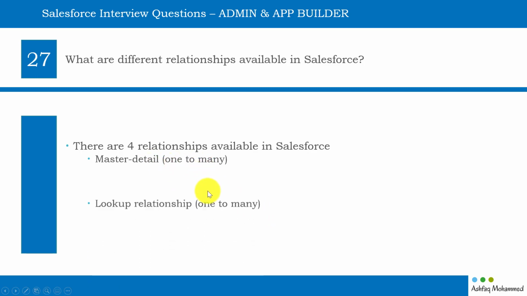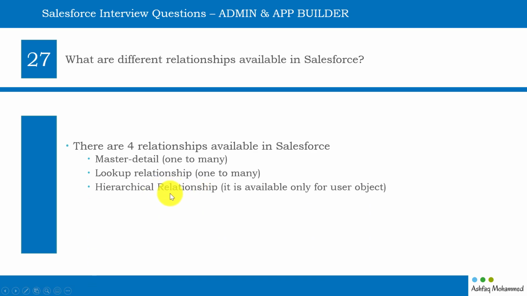Okay. So the next one is lookup relationship. Again, it is one to many. We'll go into the details and differences of these two in some time. The third one is hierarchical relationship. It is only available for the user object. If you go and see, you will not find this hierarchical relationship anywhere for any other object. The fourth one is external lookup relationship, right? If you are using an external system, we can create external lookup relationships as well. You don't have to worry about it right now.